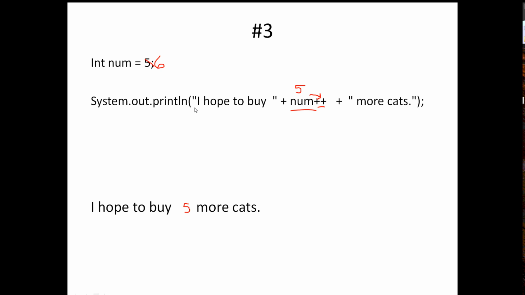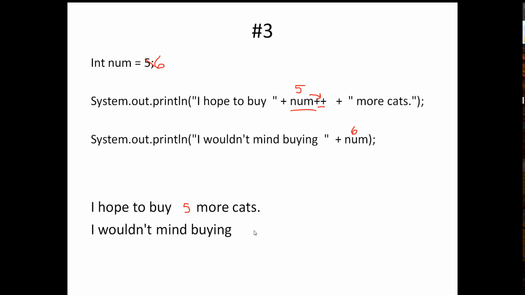All right, and then we go to the next line of code. Next line of code says I wouldn't mind buying num. Now num has been changed to 6 because of the incrementation from the previous print statement. And so our last line would say I wouldn't mind buying 6. All right, so that's it.